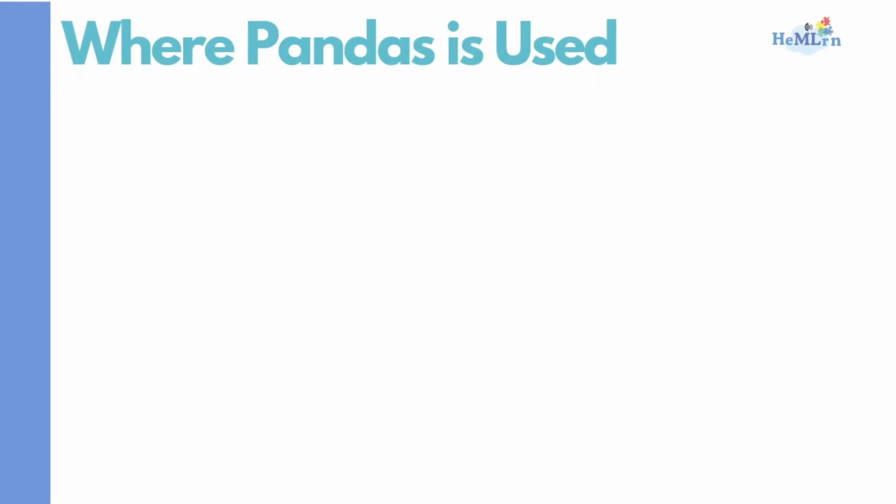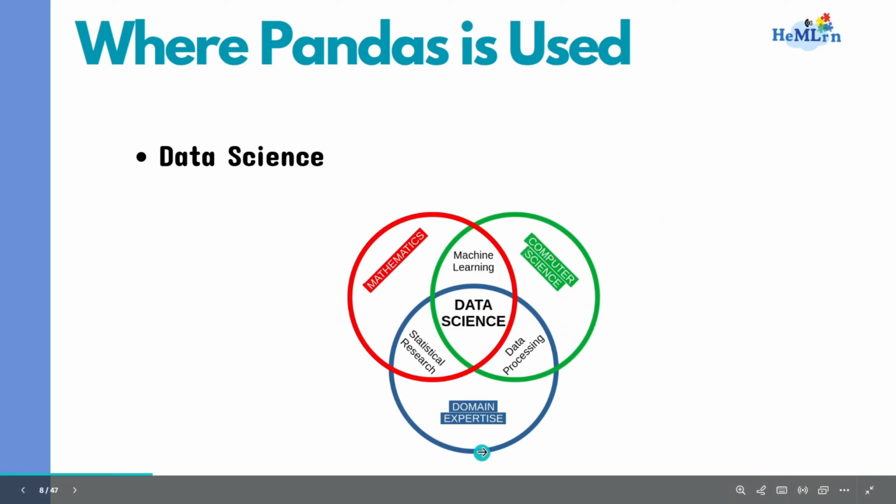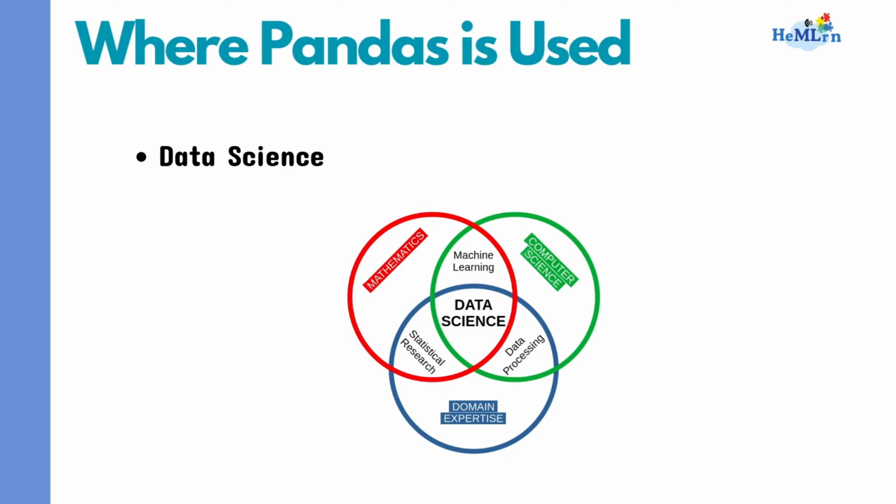And next we will see where pandas is used, especially in data science, because data science deals with machine learning, computer science, and domain expertise. These are the things data science includes. So in data science programming, pandas could be useful to us.